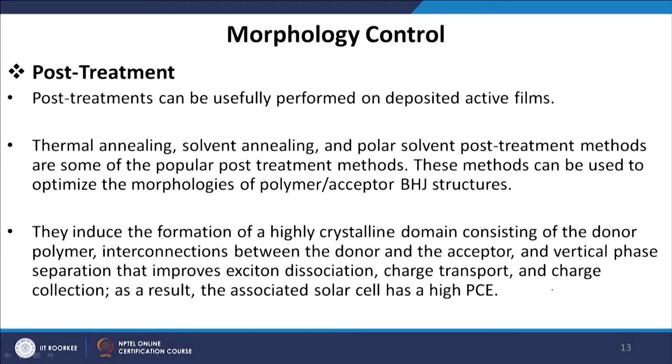Post treatments can usually be performed on deposited active films. Thermal annealing, solvent annealing and polar solvent post treatment methods are some of the popular post treatment methods. These methods can be used to optimize the morphology of the polymer acceptor BHJ structures. Now, what is thermal annealing?